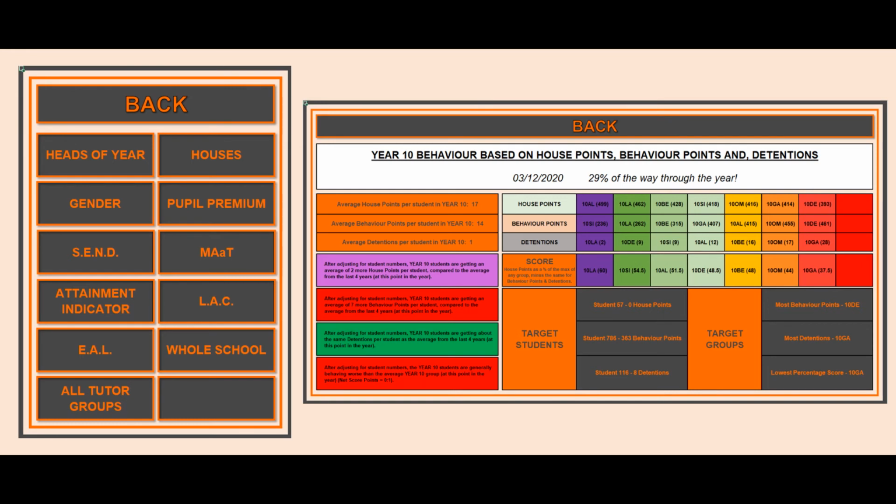That would be the student we need to be intervening with and making sure they are on report or they are doing something about that. And then we can see that student 116 is on 8 detentions. And then on the right again, you've got target groups with similar information. And this is available for every single year group.